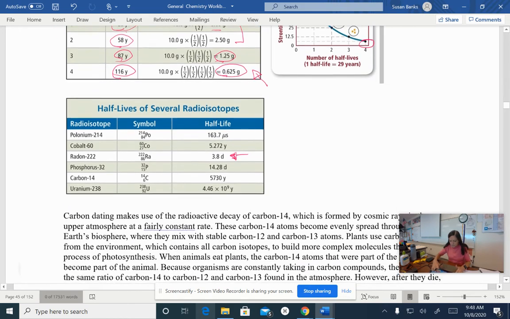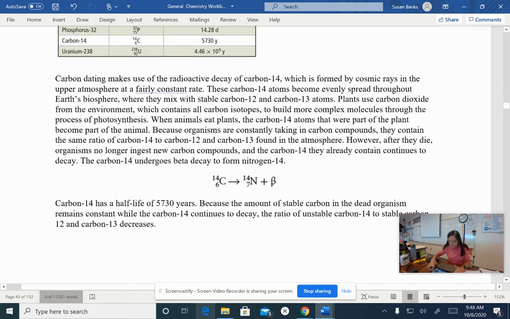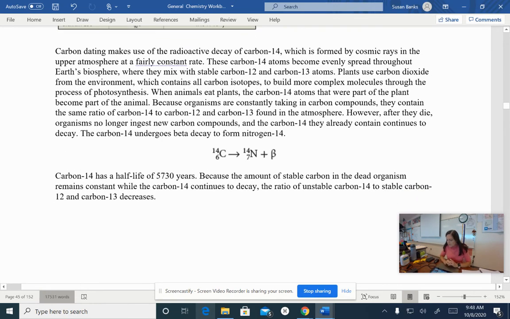Okay, so let's look at carbon dating and why we use carbon dating for anthropological sites. Okay, anthropological sites are just prehistoric sites.